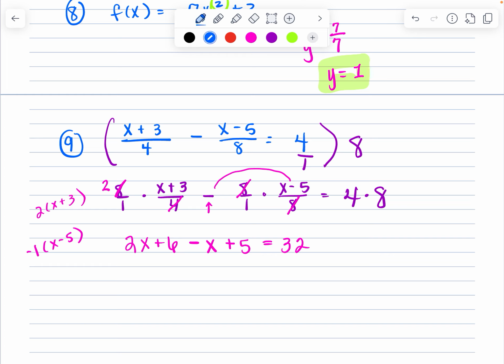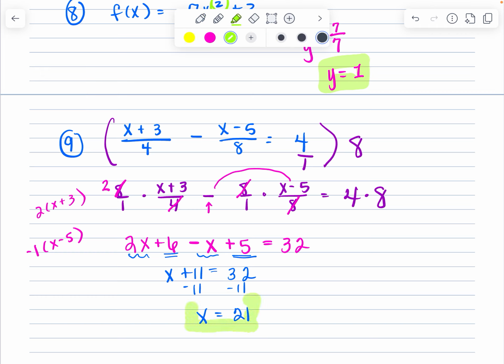This is extra easy because look what happens. My coefficient of x is just 1. So it's x, and then 6 plus 5 is 11, which is equal to 32. Then subtract 11 from both sides. So my solution to number 9 is, what, 21? If I screw up on my adding, y'all know that I can't add. Yes, 21. So that's number 9.